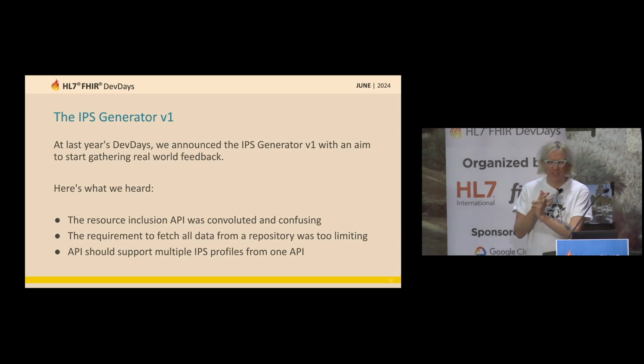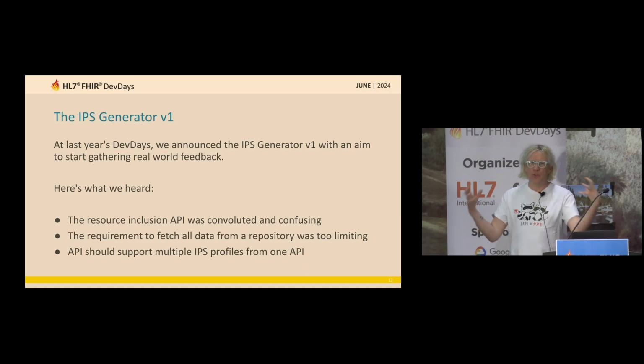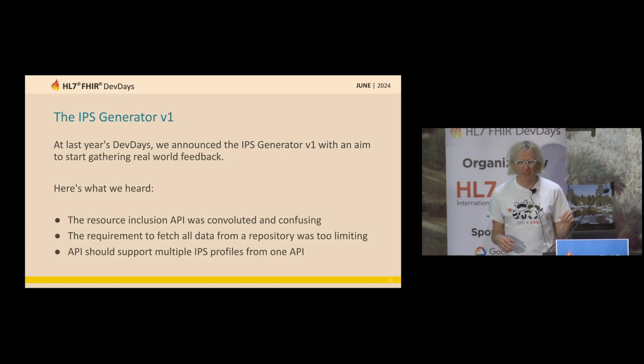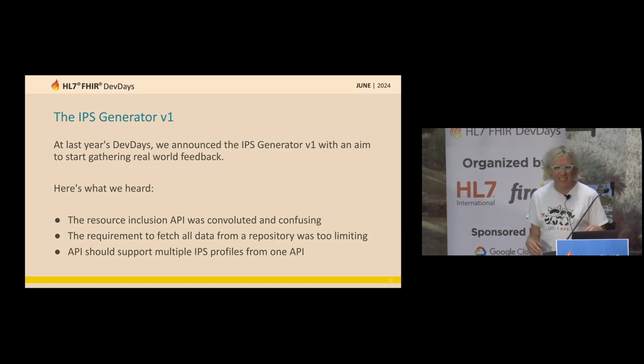So what we heard back was a couple of things. First off, what we call the inclusion API, the thing that you use to decide what resources go in your bundle, people found it a little bit convoluted and confusing, and I certainly agree it was. I wrote it over the course of a weekend and didn't think much about its usability. That's a thing that happens.